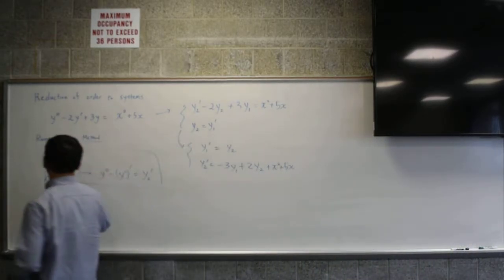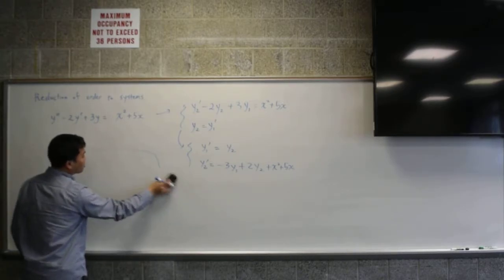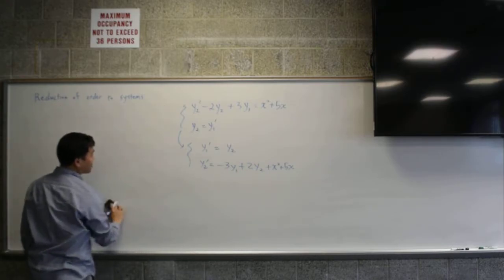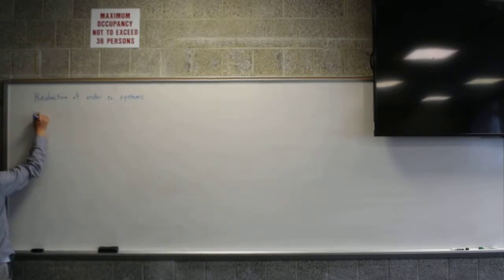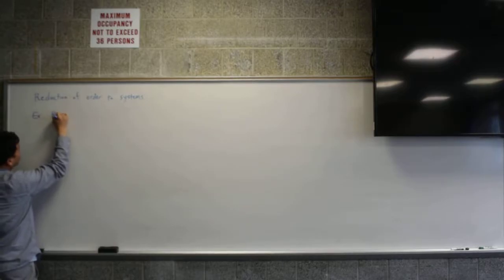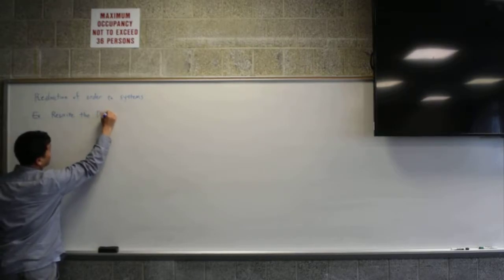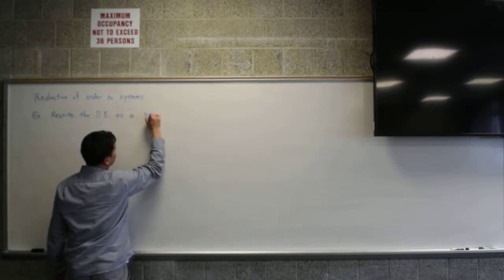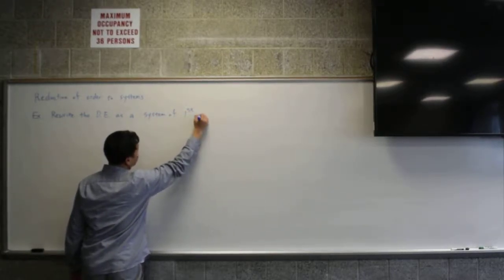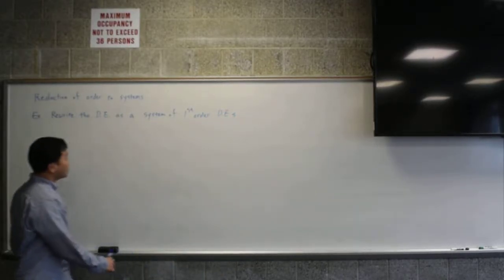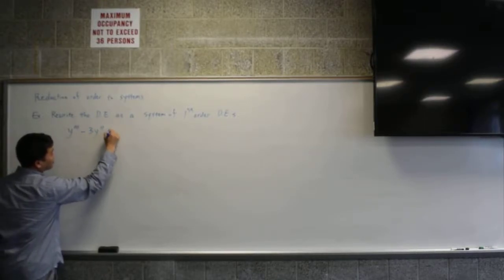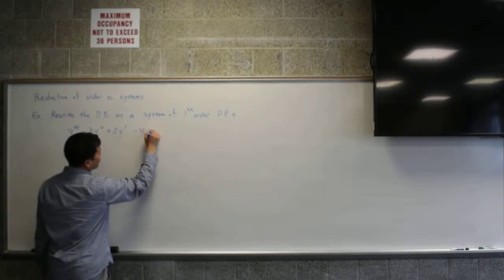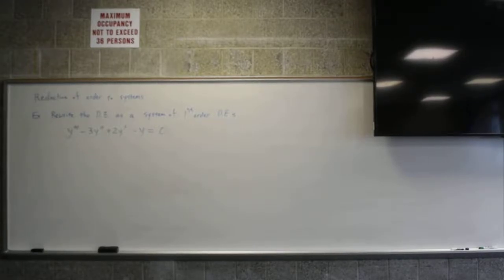Not only can you reduce the order of a second order differential equation, you can also do the same thing for third order. So let me write down an equation in third order. So maybe I should write this as a format of a question example. Rewrite the differential equation as a system of first order differential equations. Okay? And the equation given here is y triple prime minus 3y double prime plus 2y prime minus y equals, say, 0. Suppose you're given this. How are you going to write this as a system of first order differential equations?